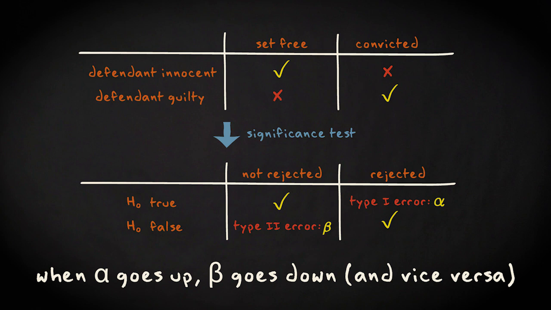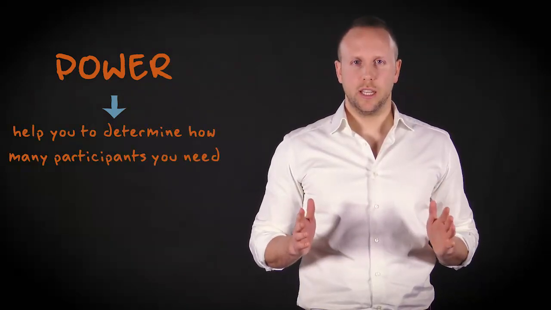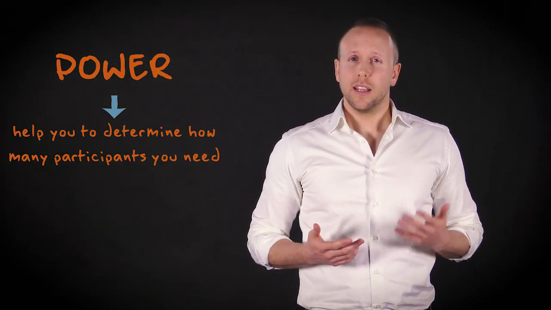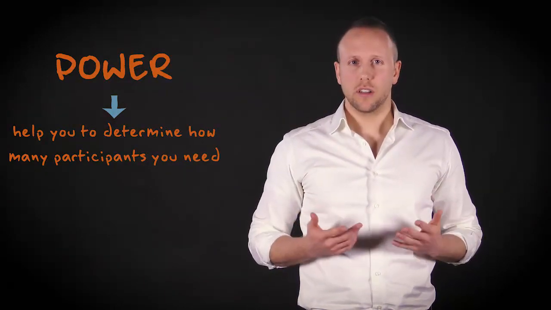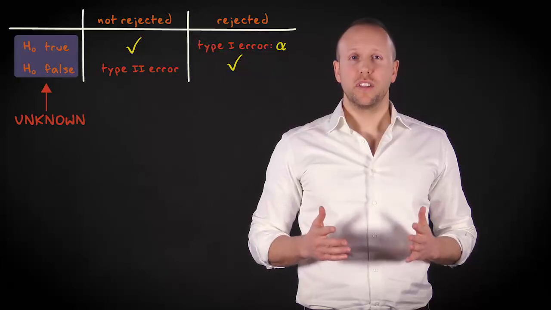When the null hypothesis is false and you're conducting a test, you want the power of that test to be high. The power of a test is the probability of rejecting the null hypothesis given that it is false. Or, in other words, the power of a test equals 1 minus the probability of a type 2 error. That's the same as 1 minus beta. Why is power so important? Well, before you've conducted a study, it can help you determine how many participants you need. After you've conducted a study, it can help you, for instance, to make sense of results that are not statistically significant. One final note. In practice, you will never know if a decision was correct or not.